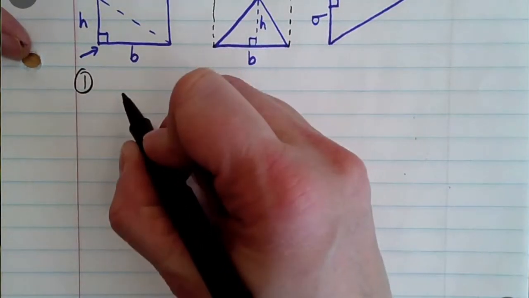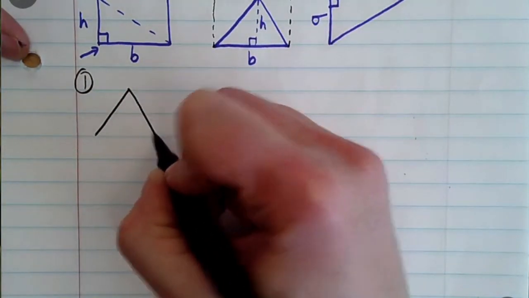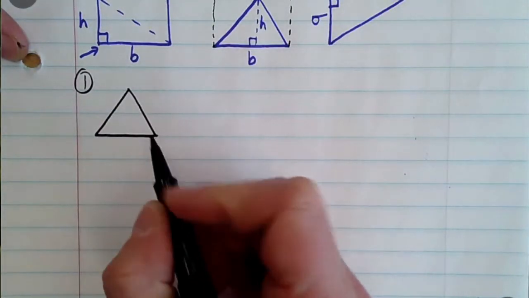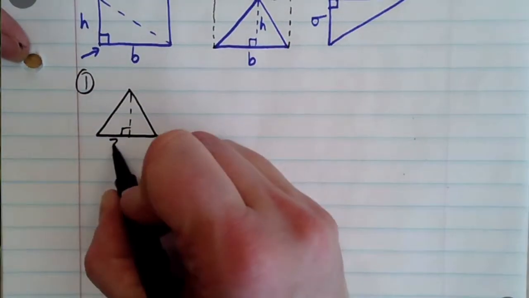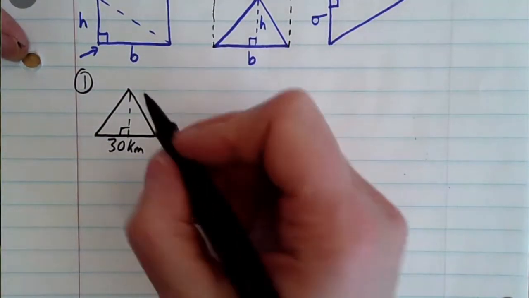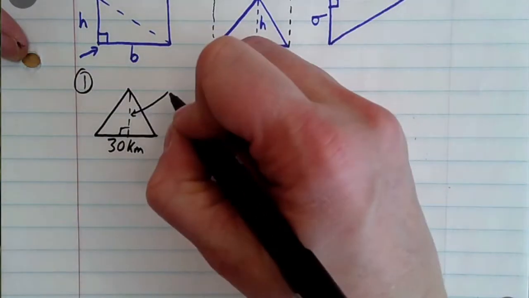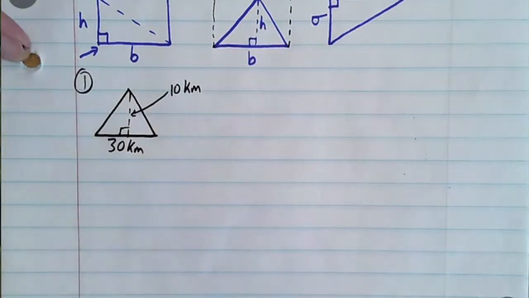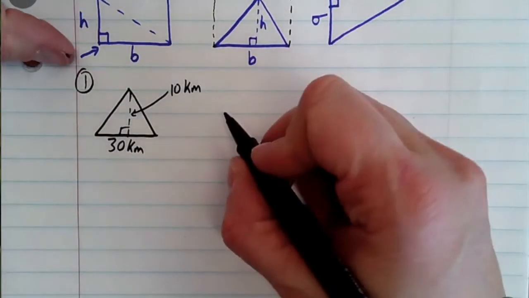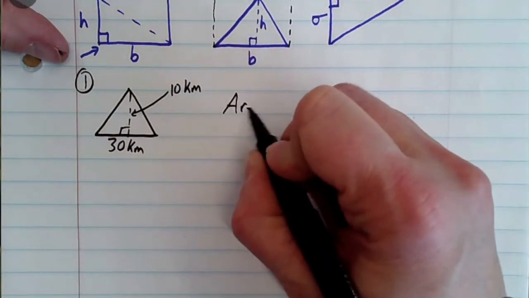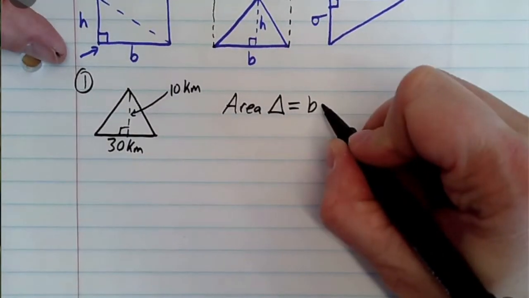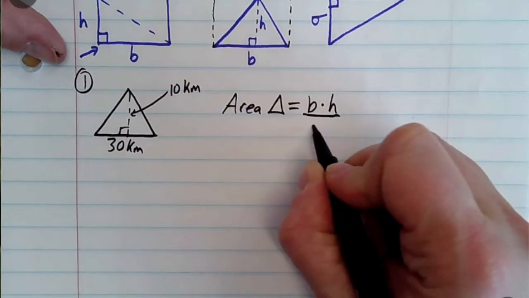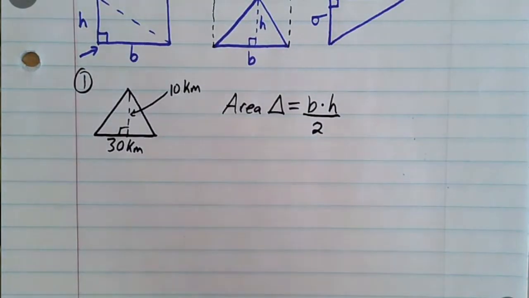For this example here, I'm going to make a triangle that is 2 blue lines down. I'm going to give you a dotted line here with a right angle. You have 30 kilometers for the bottom, and then this dotted line right in here is 10 kilometers, and I want to know what is the area of this triangle. So you need to remember the area of a triangle, and use the formula. Some people like to call it base times height divided by 2. Others call it base times height times 1/2.